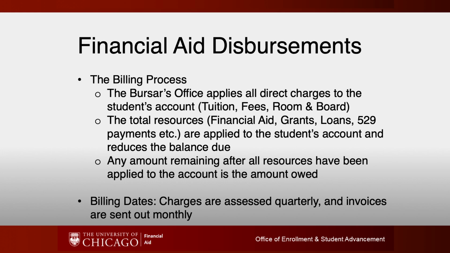As was mentioned, if they are receiving more aid than what their charges are, that is refundable. If there is still a little bit of a balance, that's what would eventually need to be rectified. All the resources, financial aid, grants, loans, 529 payments, things of that nature, we'll apply pretty much straight away. If anybody has yet to be reviewed for financial aid, or if we are requesting additional documentation for FAFSA clarification, things of that nature, do not worry.